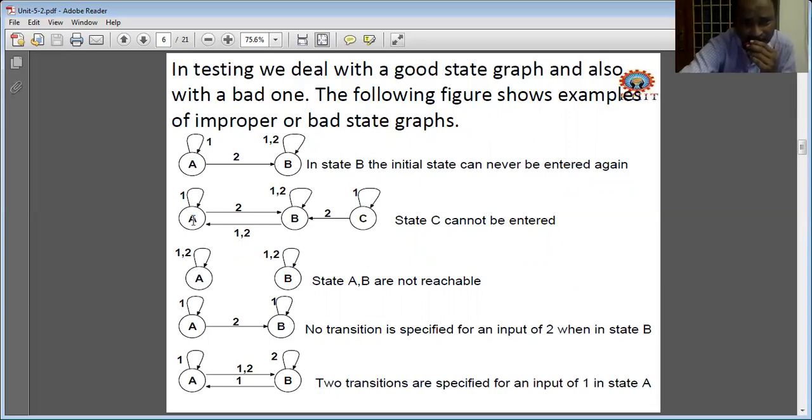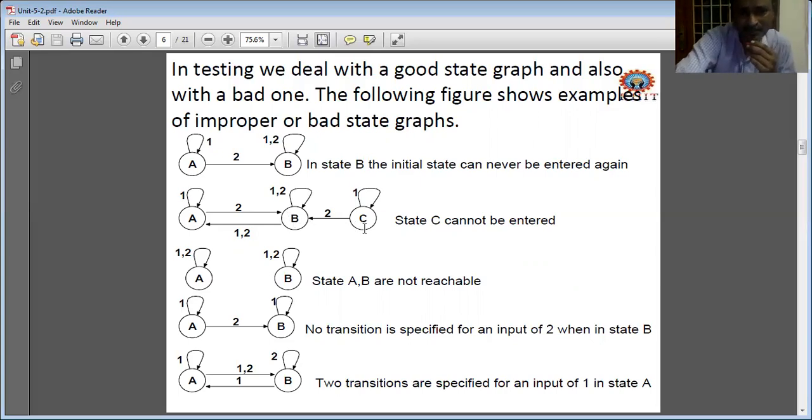In the second figure, A comes under the 1. From A to B, there is 2. Again, from B to A, 1, 2. But from B, it is 1, 2. Anyhow, how can we reach C?